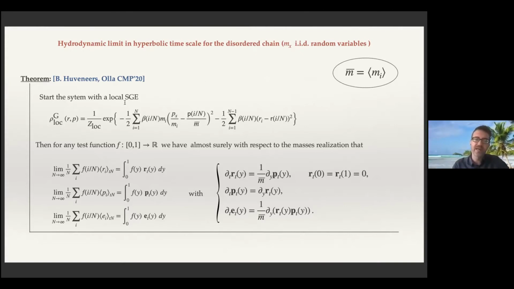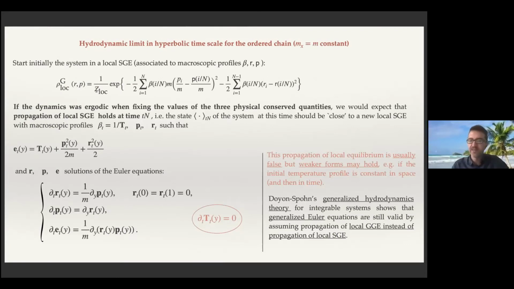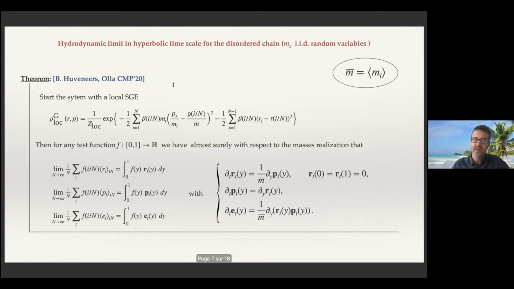And now, remember that I said that the propagation of local equilibrium for the ordered harmonic chain is usually false, but it becomes true, for example, if you start with a local SGE, standard Gibbs ensemble, where the temperature is constant, not depending on space. And here, what we proved with François and Stefano is that if you start with some local SGE in this form, where now we allow the dependence of the temperature, and we have some initial macroscopic profile of the inverse temperature, some profile P of momentum, and some macroscopic profile of stretch.